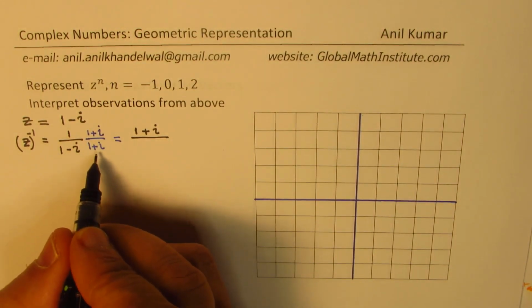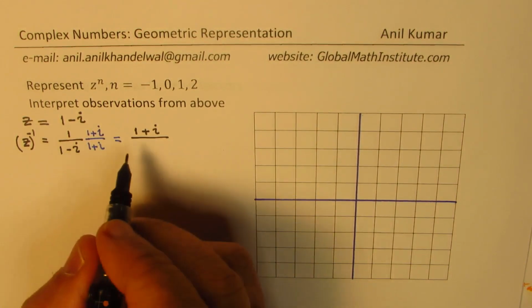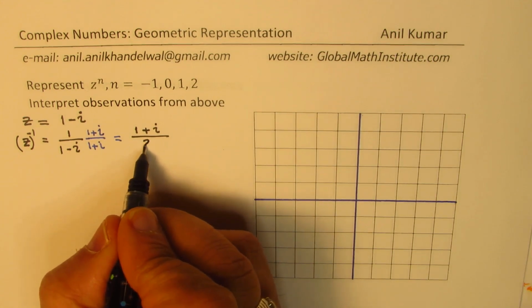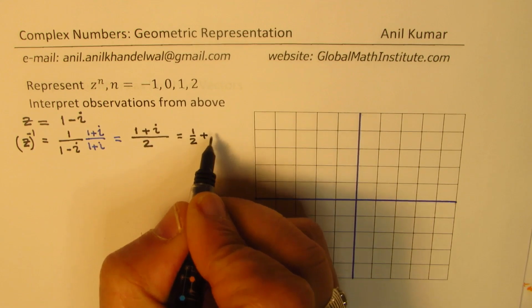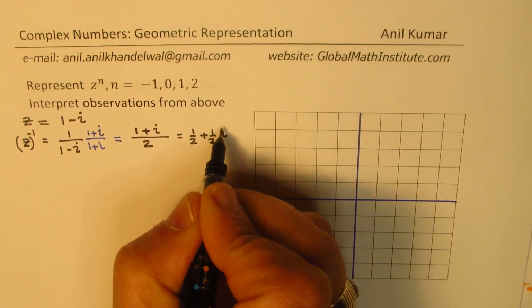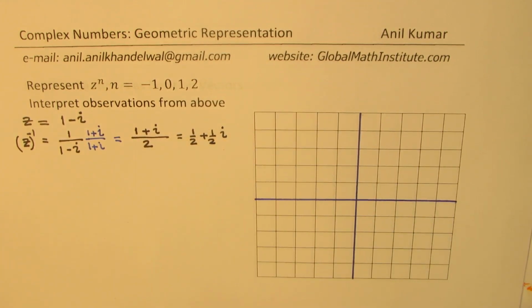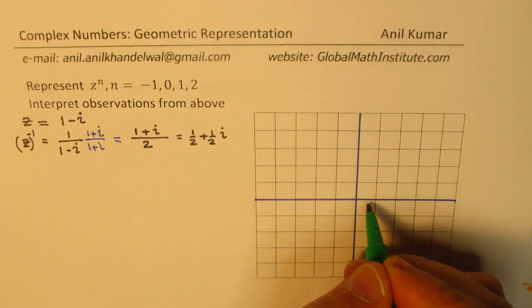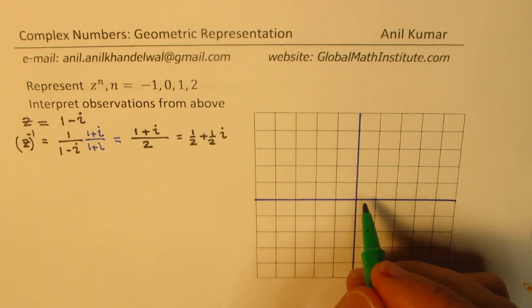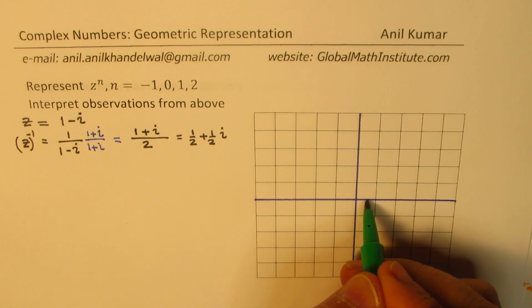a squared plus b squared, right? So it is 1 plus 1, which is 2. So that is equal to half plus half i. Is that clear to you? Okay. So half plus half i, z to the power of minus 1, can be represented as a point which is half plus half i right there.